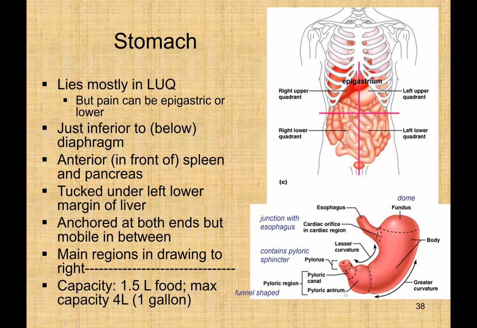The pylorus region will have the pyloric antrum and then the pyloric canal, and this is the main pylorus. The stomach itself has the lesser curvature between the esophagus and the pylorus, and this is the greater curvature. Please go and read on the blood supply to the stomach, how blood gets to the greater and lesser curvatures, and how blood is drained from this. It may be one of your questions.